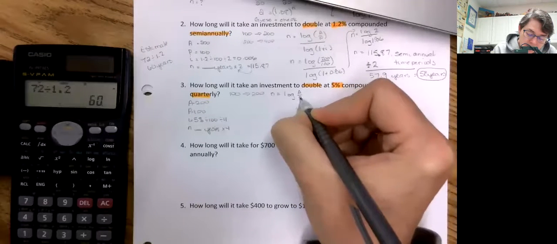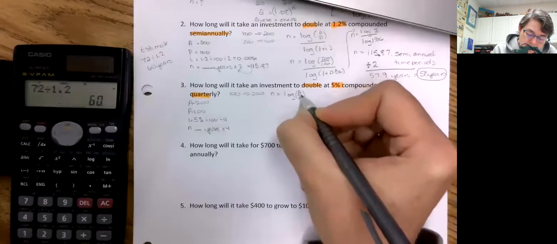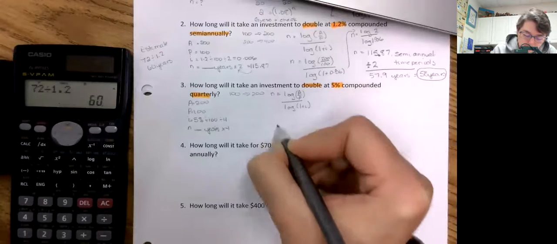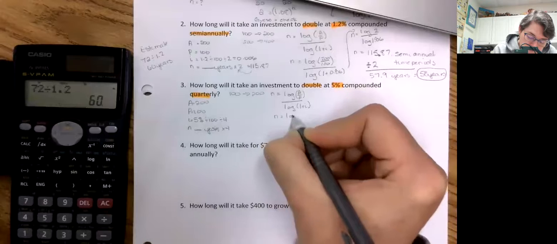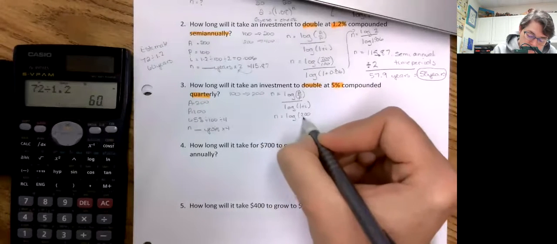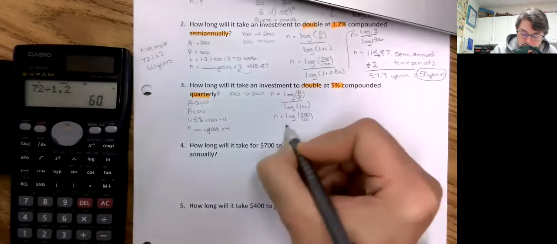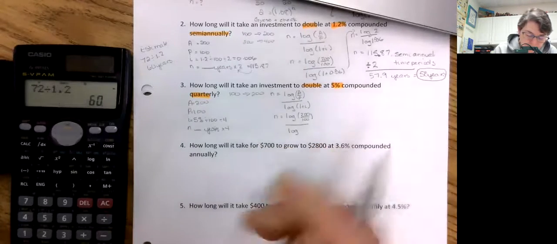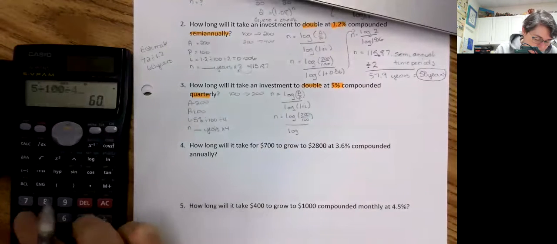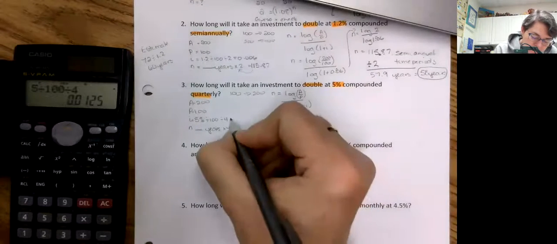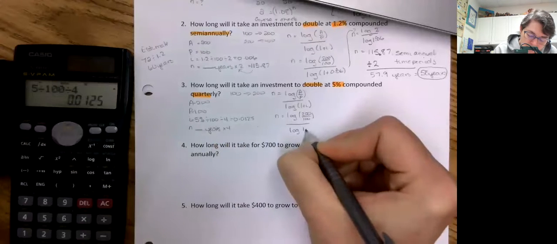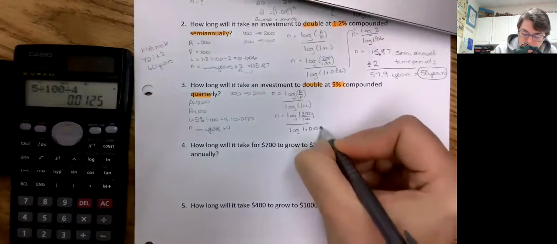So A over P. A is 200 over 100. Oopsies, I forgot to do that. 5 divided by 100 divided by 4 is 0.0125. 1 plus 0.0125.